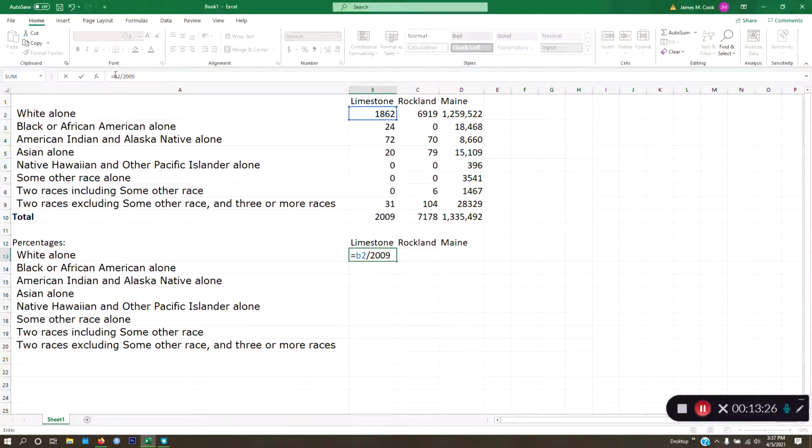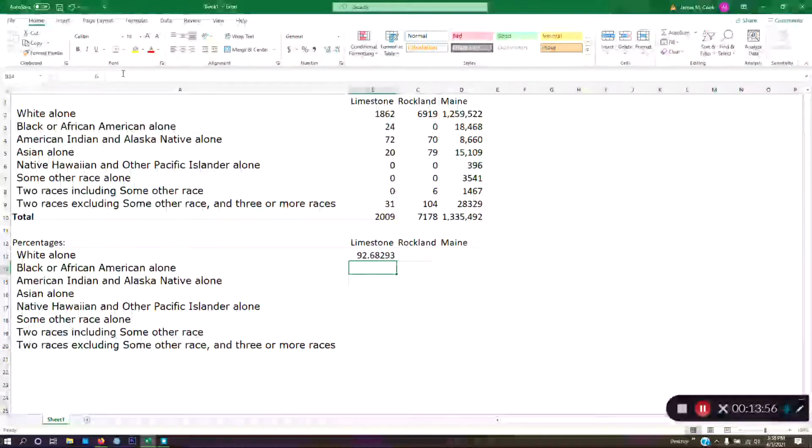But now I want to do a little bit more than that, because that's going to give me what's called a proportion, which is a number between 0 and 1. To get a percentage, which is the share out of 100, every 100 people in Limestone who are white, I'd want to multiply that by 100. So I'll take all that, which is in parentheses now, B2 divided by 2009, and multiply that by 100. And that is a percentage. So now we can say 92.68%, rounding just a little bit, of the population of Limestone identifies as white alone.